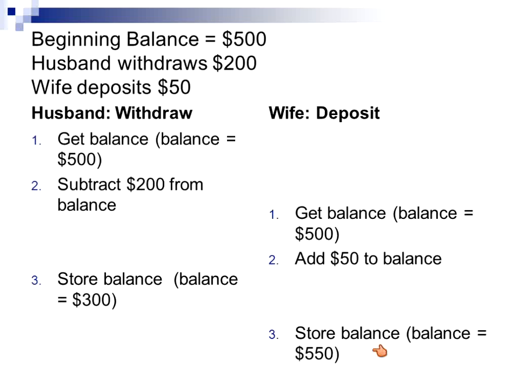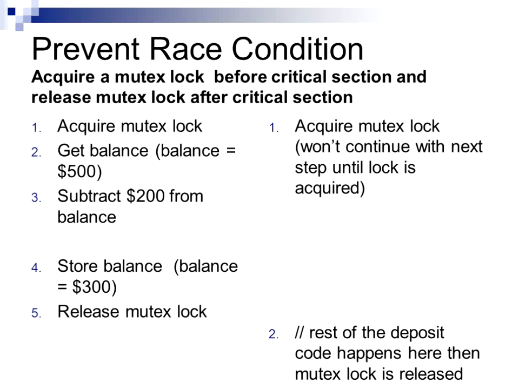So you can line this up any way you want to show how a race condition could possibly occur. Now, the way we talked about preventing a race condition was doing things like using semaphores or mutex locks or using monitors.